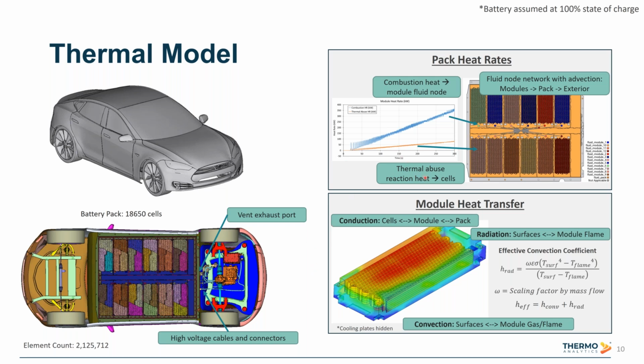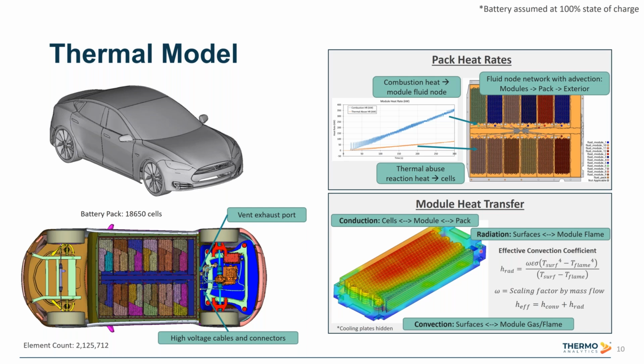Okay, so for heat rates, we have our thermal induced reaction heat, our thermal runaway reaction heat, we're placing that directly into the cells. We also have our combustion heat. So this is the combustible gases released from venting of the cells. So we're releasing this combustion heat into our fluid nodes, our module fluid nodes. We have a network of fluid nodes, one for each module, and then connected via advection links to the pack fluid node and then to the exterior.